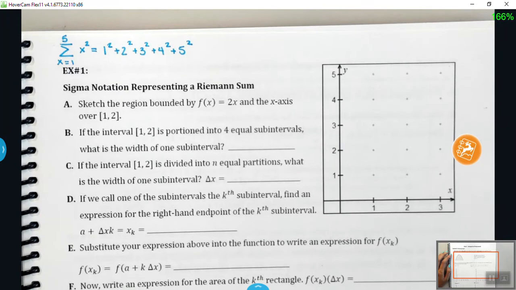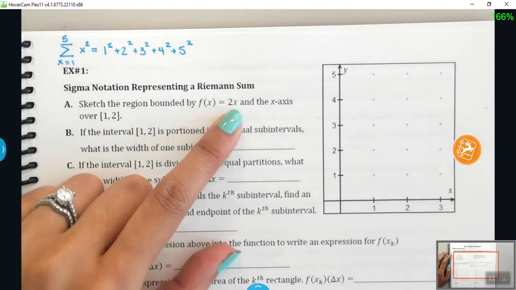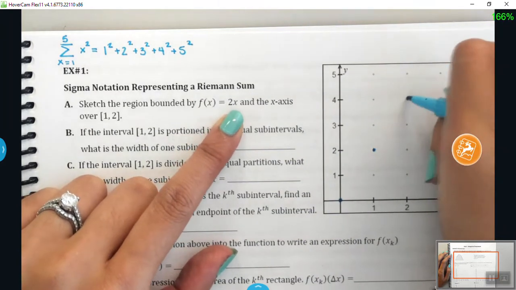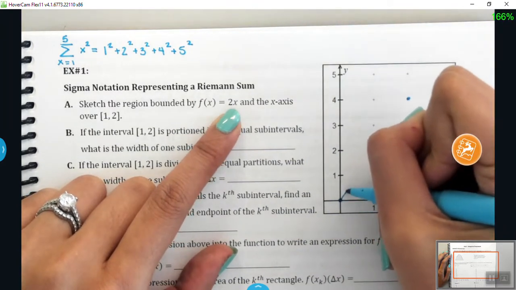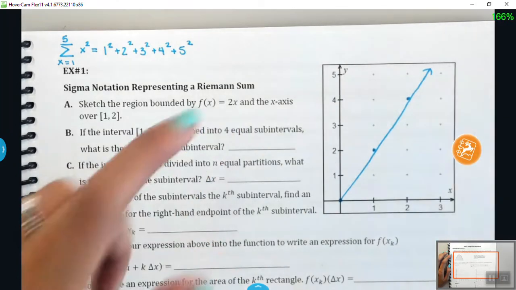So basically what we're gonna do is we're gonna write these rectangles that we did on the other page in summation notation. So we're gonna write it as if we want an infinite amount of rectangles. So wait, let's graph this line. Y equals 2x. That's 0, 2, 4, straight line. Like that. Okay.